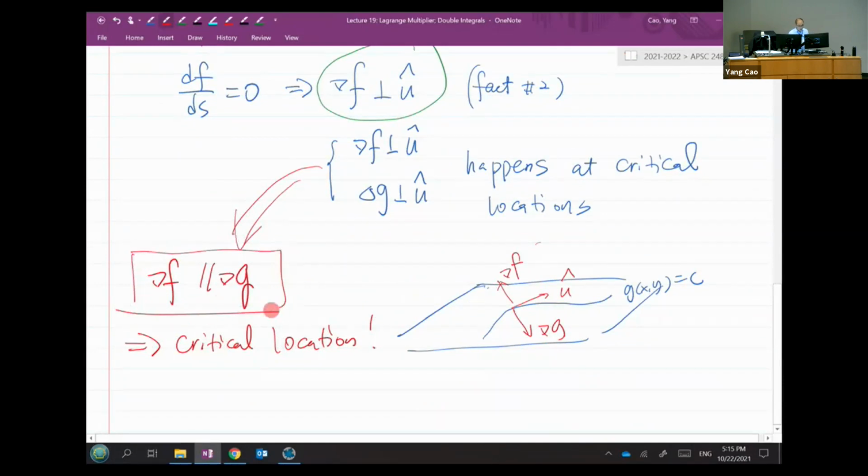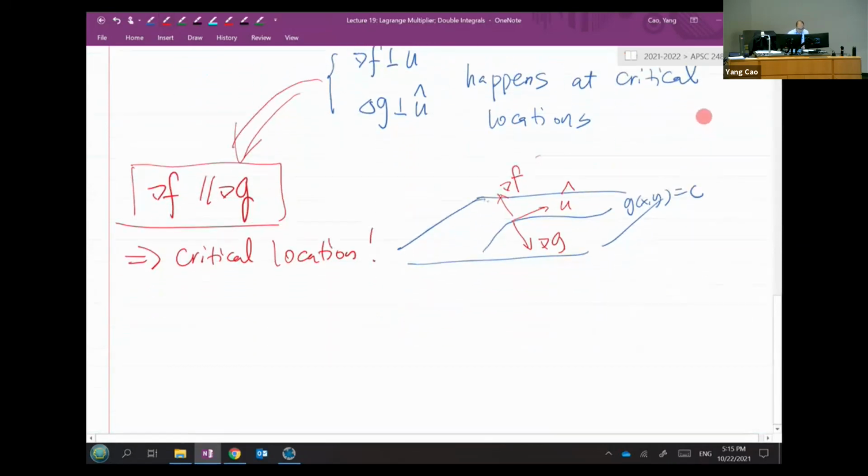So if I want to find the critical location, because B could trace out on the surface of the cost function, then I need to find which location will give me del F parallel to del G. So let's mathematically find that.